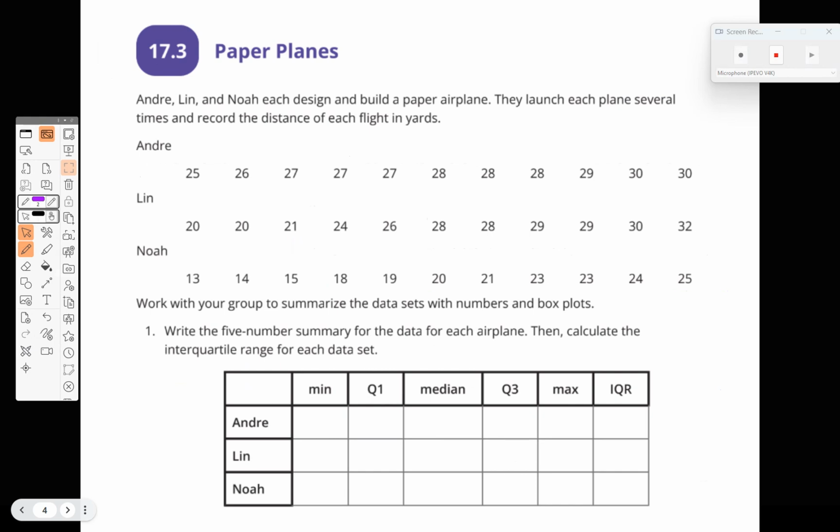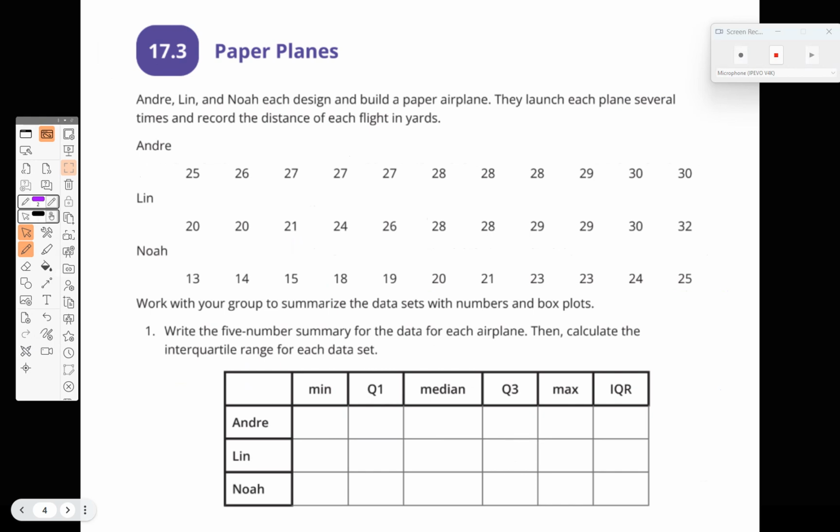Alright, interquartile range. Let's do 8. Okay, so now instead of doing Noah, I want you just to draw Andre's box plot and Lynn's, just to get some practice using those two, okay? So once you get those, we'll discuss. Draw 3 box plots. So just put Andre and Lynn, okay?